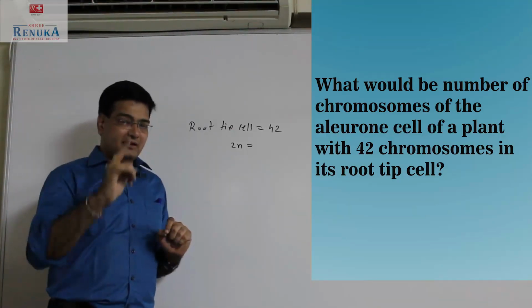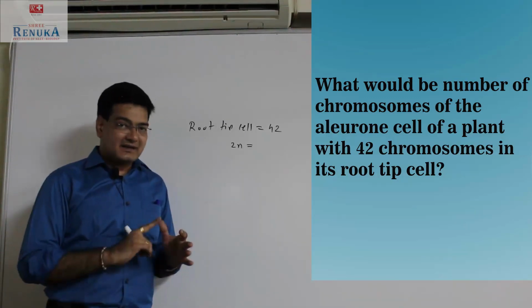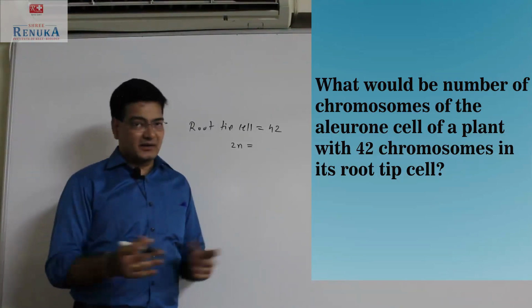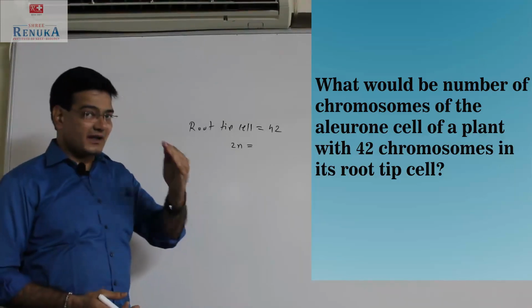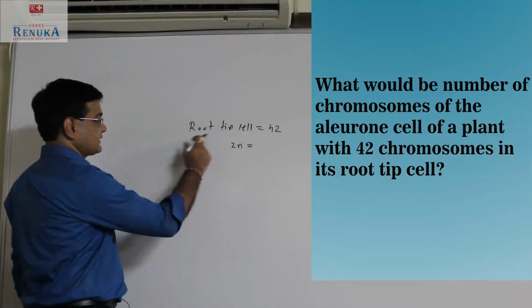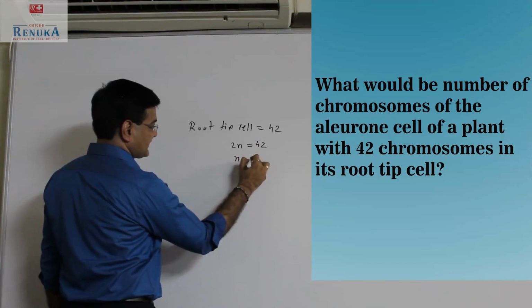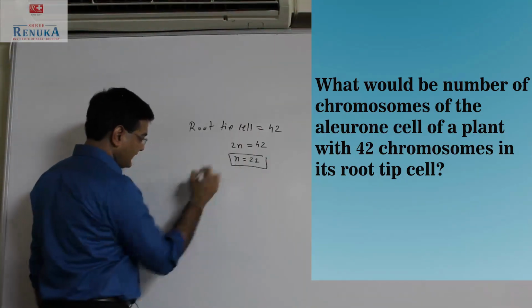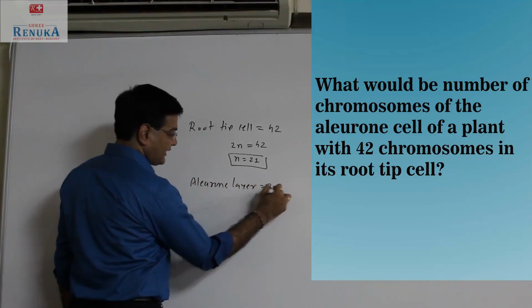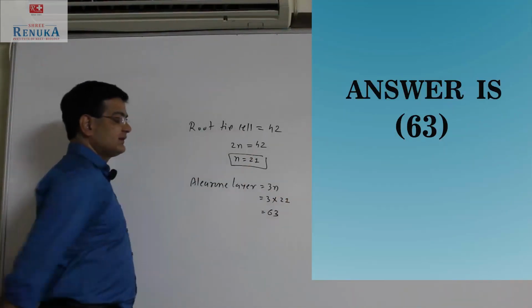If aleurone layer, it is always a triploid. And if synergids, antipodal cell, egg cell, this kind of words are used which are present in the megasporophyte or simply in the embryo sac, these cells are haploid. So this concept must be clear. Here in this question, root tip contains 42 chromosomes, so 2n is equal to 42, n is equal to 21, and so again aleurone layer, it is triploid as endosperm. The answer should be 63 chromosomes in this question.